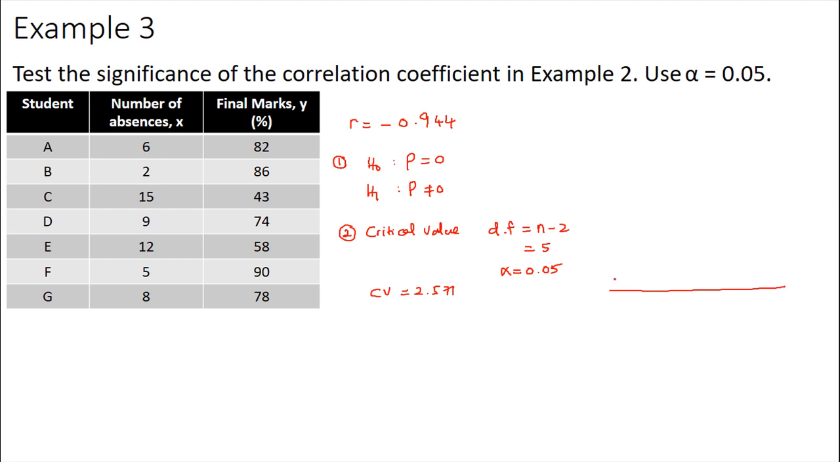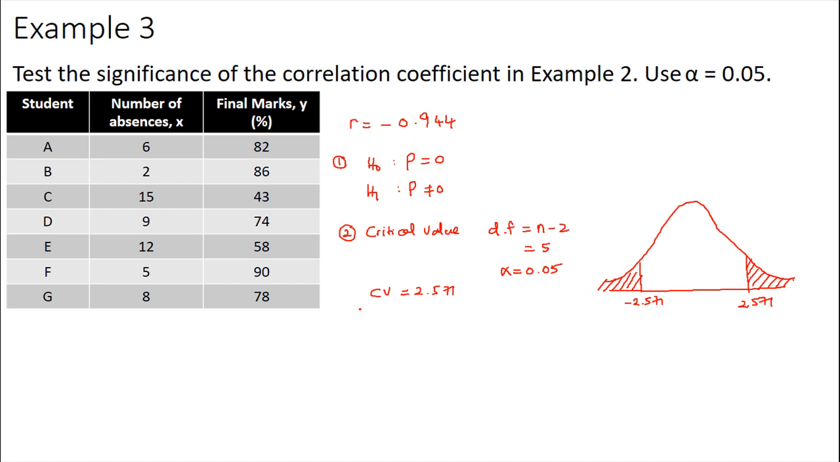You can see from the distribution, this is 2.571 for the two-tailed test. This is for the negative part, so negative 2.571. This is what we call the critical region, and we will reject H null if the test statistic that we calculate is in the critical region.